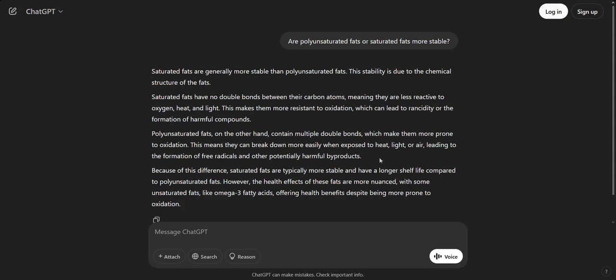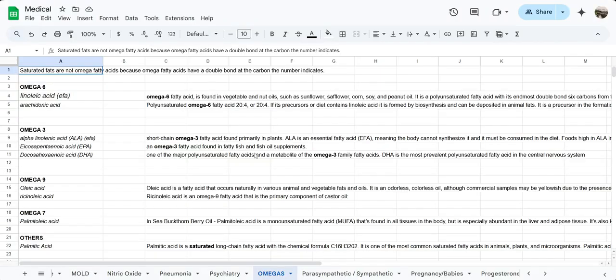Okay? So let me hop over to my spreadsheet, and this is my spreadsheet that I keep everything that I learn in regards to health. This is my medical spreadsheet. And so right here I have my omegas tab. And I know people use different software, and this is probably the worst software I could use for this, but this is what I started with, and I've kind of just stuck with it.